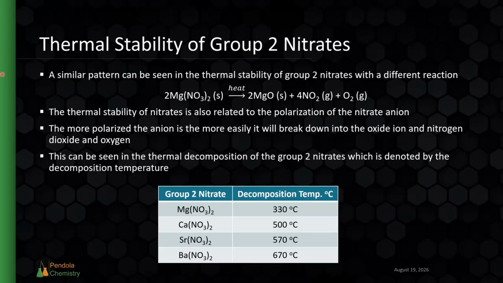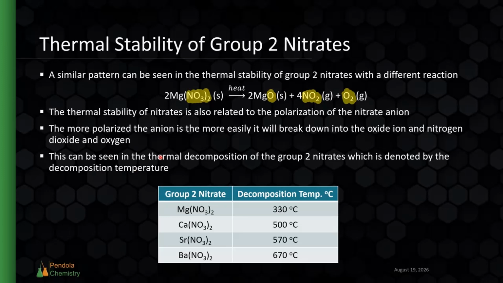Again, group 2 nitrates, just like the carbonates, are going to decompose when we're exposed to heat. Only in this scenario, the nitrate in the group 2 nitrate decomposes into the oxide, nitrogen dioxide, and oxygen. It breaks down into 3 different things. And again, this has to do with thermal stability. The thermal stability of the nitrates is also related to the polarization of the nitrate ion. The more polarized that nitrate ion becomes, the more easily it will be broken down into the oxide, nitrogen dioxide, and oxygen.